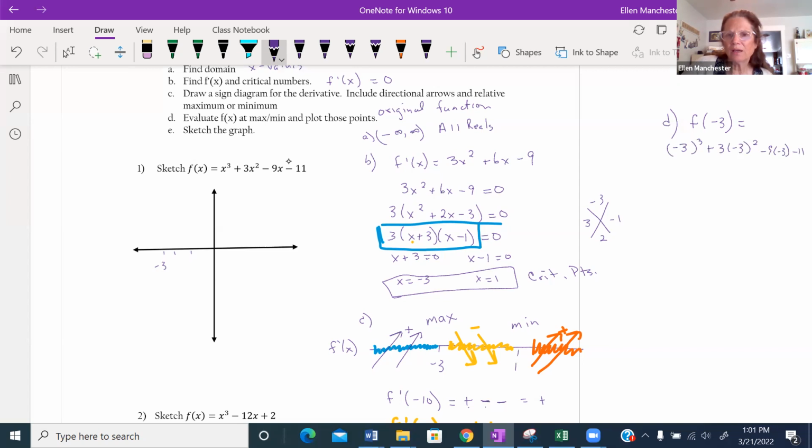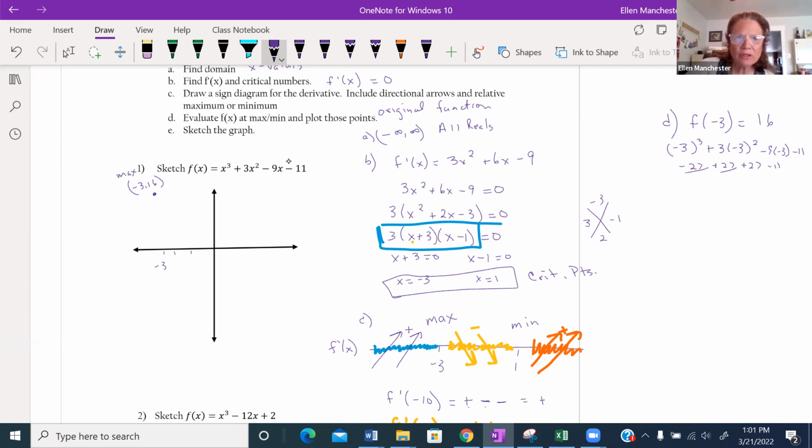You get -27 plus 27 plus 27 minus 11. So my 27s cancel, and I have 27 minus 11, which is 16. So my maximum, and again, it's a sketch, my highest point is y equals 16 at x equals -3. That's my highest point. That's my maximum.